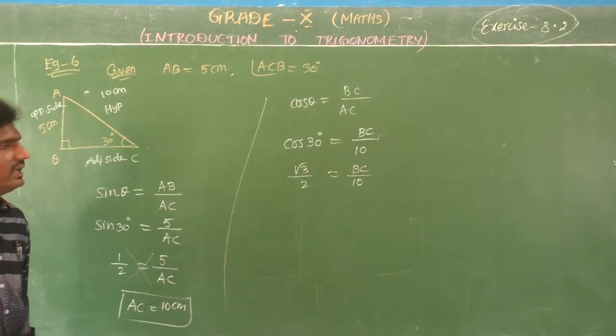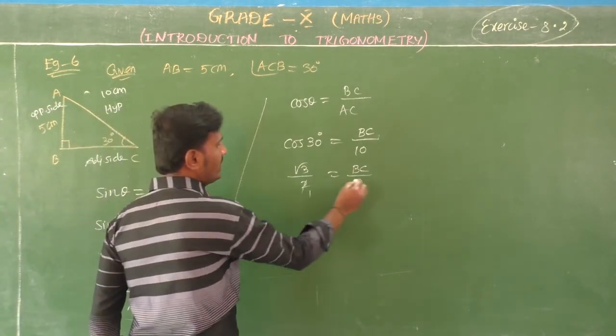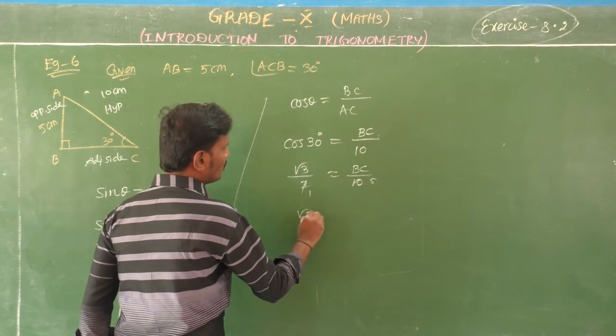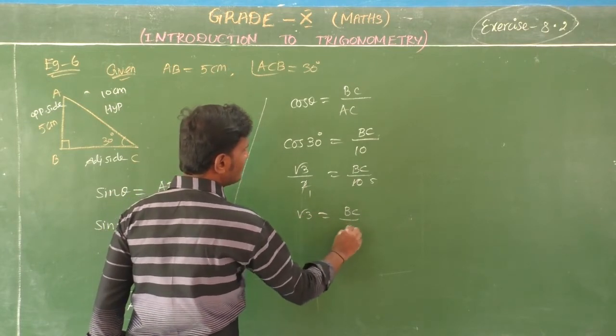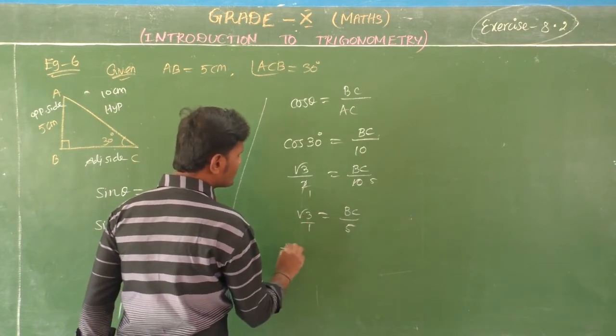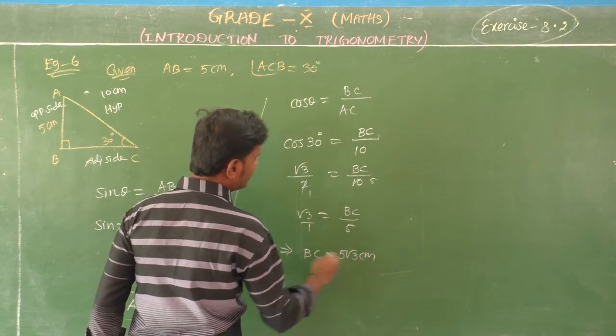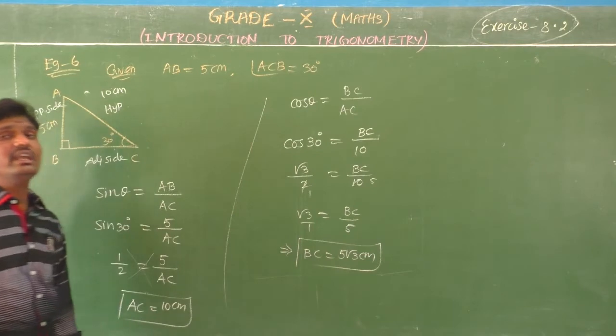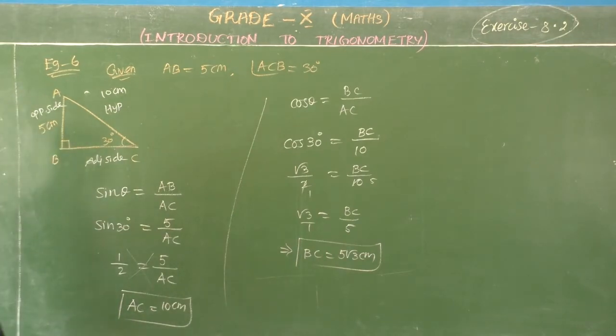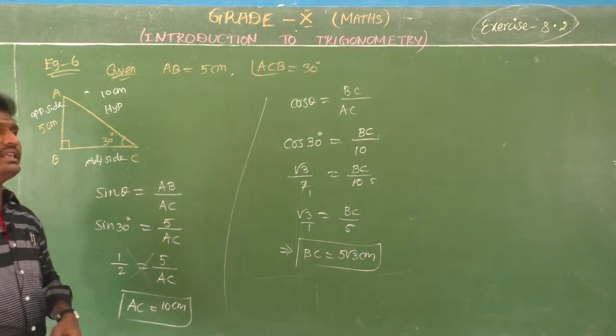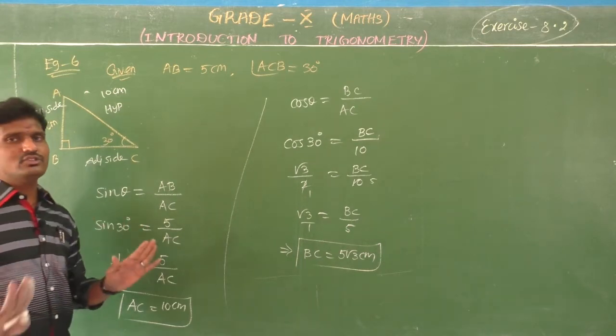Now I am going to simplify. 1 2s are 2, 5 2s are 10. So root 3 is equal to BC by 5. So taking a cross multiplication, BC is equal to 5 root 3 centimeter. Okay. So what is the length of AC? 10 centimeter. And what is the length of BC? 5 root 3 centimeter. Yes students?